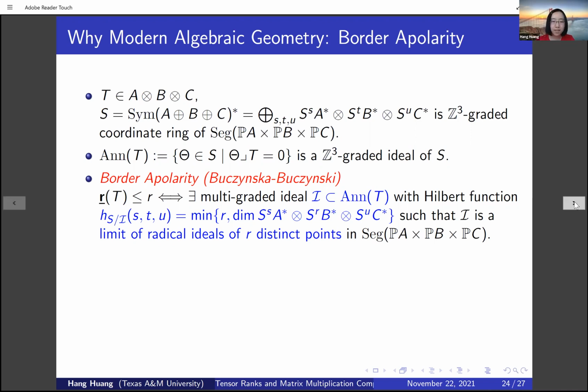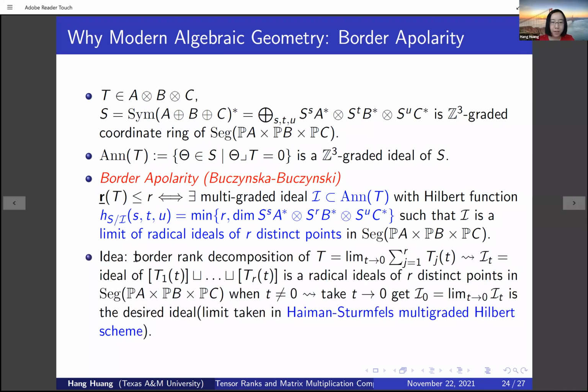So I want to give you some idea of why border apolarity works. Remember, if we have a border rank decomposition of my tensor, it means that I can write my tensor as a limit of a sum of distinct points in the Segre variety. So these T_i are just some points in the Segre embedding. So T will be a limit of a sum of R distinct points. Now I can look at the ideal of these R distinct points. The union of these R distinct points gives a radical ideal of R distinct points in the Segre embedding when t is not 0. To get the ideal on the right-hand side, we just take the flat limit and let t go to 0. So the limiting ideal is exactly the desired ideal that will satisfy these 3 conditions.